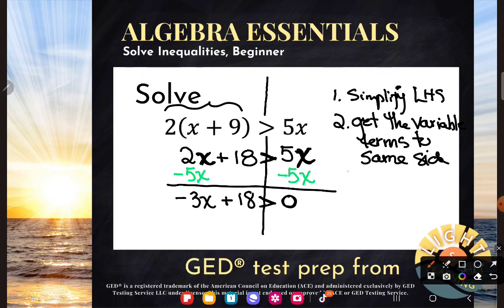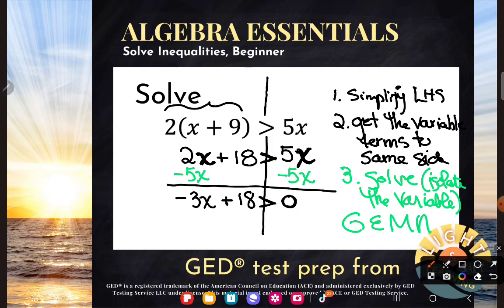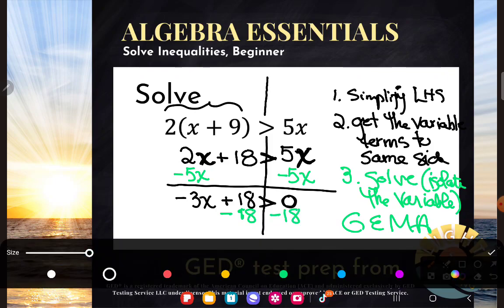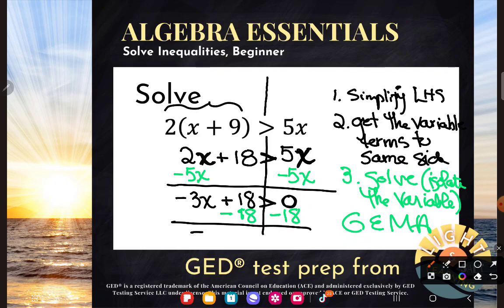Now, when I solve, I go in the opposite order. Sorry, so that's my third step. I'm solving. I'm isolating the variable. But when I solve, I work GEMMA in the opposite order, the order of operations. So I'm going to move anything adding or subtracting first. I'll take the plus 18 by subtracting 18. And I get negative 3x is greater than negative 18. I still haven't done anything to affect the inequality symbol. I subtracted. I didn't multiply or divide by a negative.